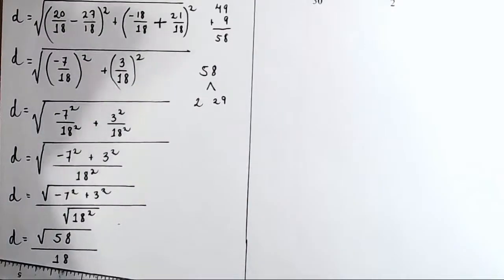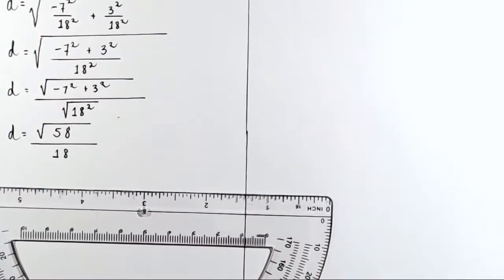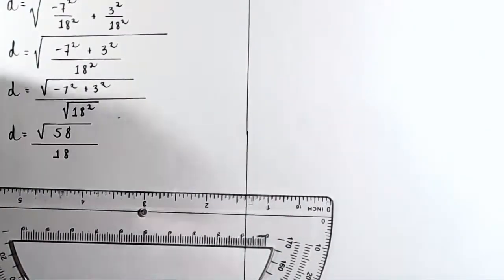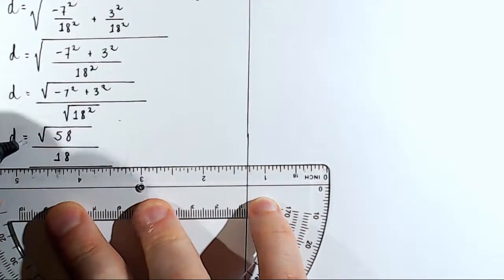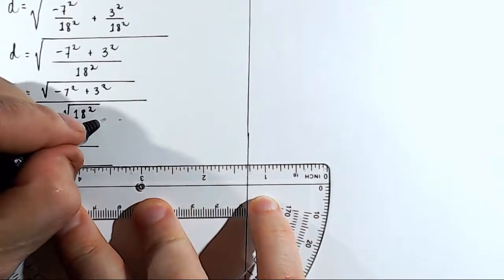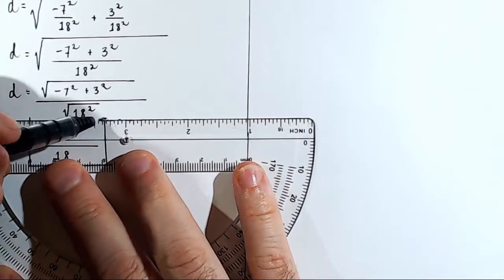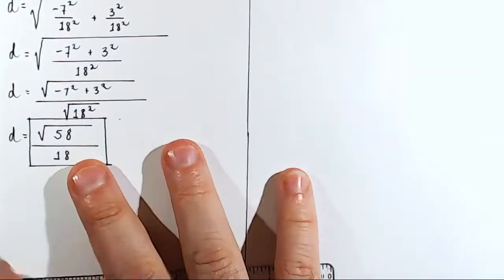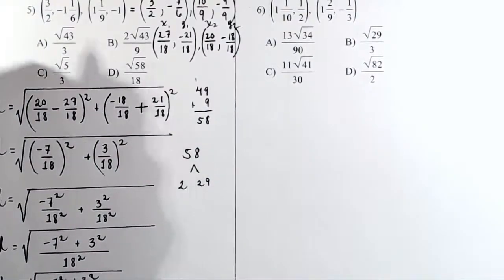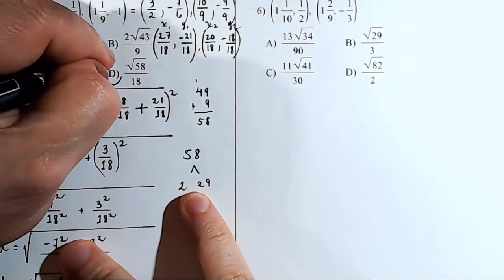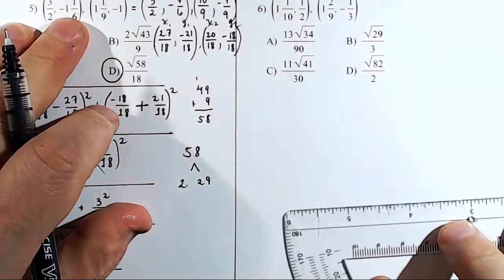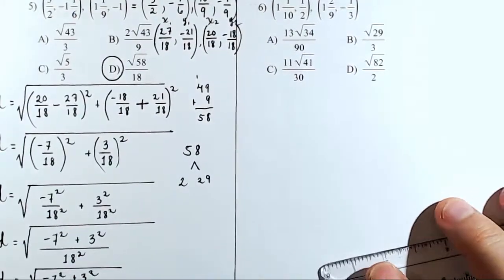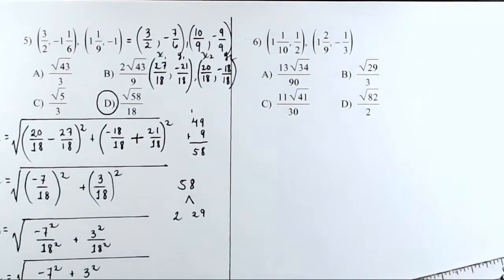All right, so the answer is right there. This is irreducible. So we stop. Square root of 58 over 18. Right there. Okay. I feel like we can move on to number 6.